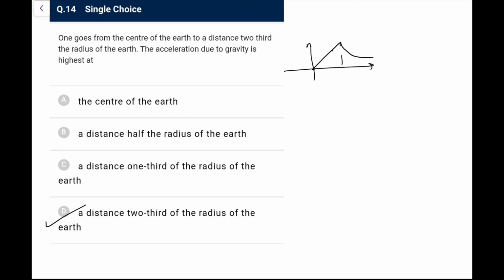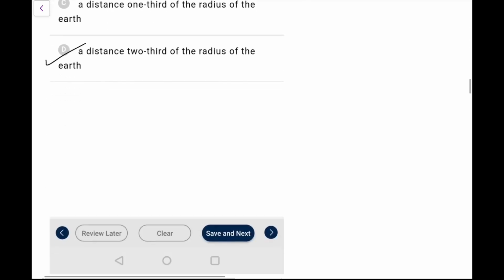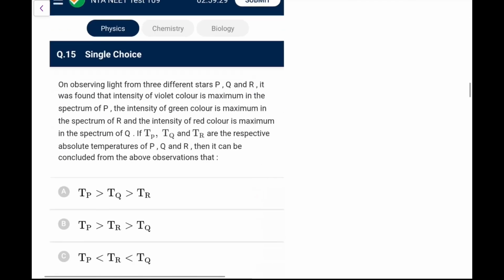So if you go from 0 to 2r by 3, as you are going, G is continuously increasing. So it is maximum at this value out of all those 4. At the center, it is 0.